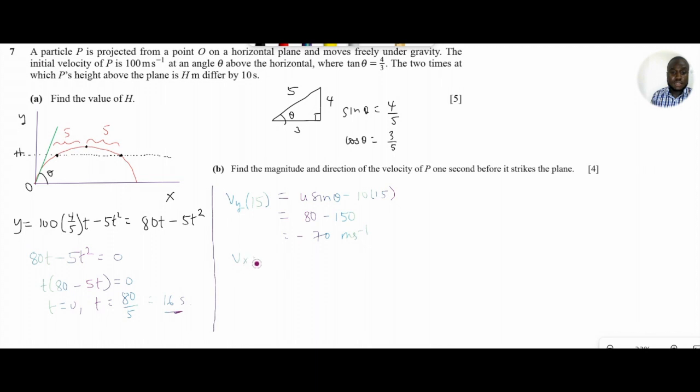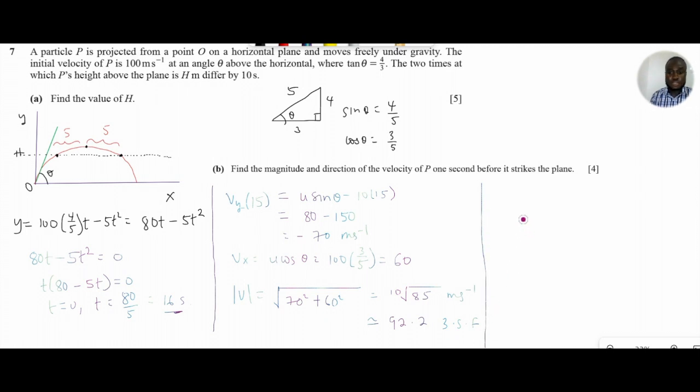The velocity along x, of course, is just 100 cos theta, and that is, so the magnitude of the velocity. So this is 92.2 meters per second, correct with 3 significant figures. But this is just the magnitude of the velocity 1 second before it strikes the ground.